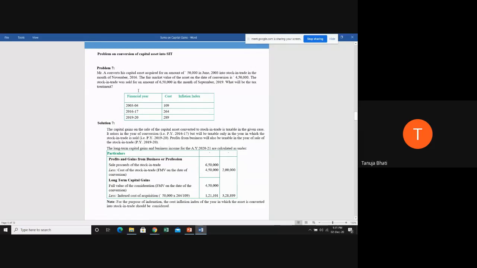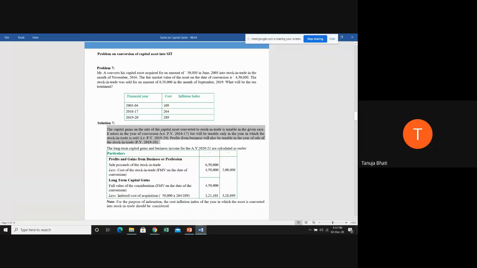Okay. Students, now quickly tell me, which year should I charge it to tax? In the year of conversion, or in the year when the stock is sold? When the stock is sold. Okay, so stock is sold in September 2019, which means it will be chargeable to tax in the assessment year 2020-2021. So let us start solving.